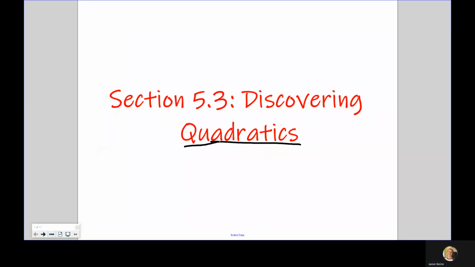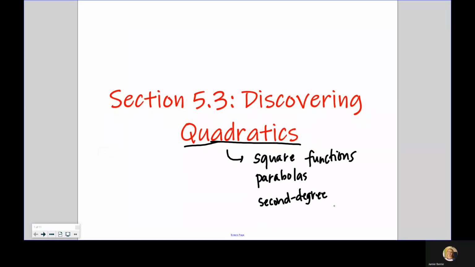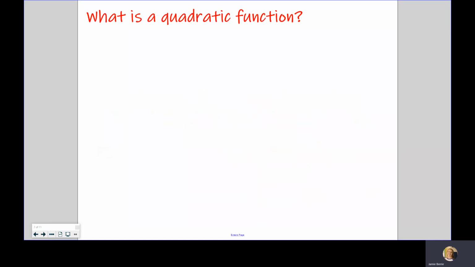So quadratics, sometimes called square functions, and their graphs are referred to as parabolas. So you may also hear them referred to as parabolas. Another name that they go by is second degree functions. All of those just mean quadratics. So let's talk about what a quadratic is. What is a quadratic function?